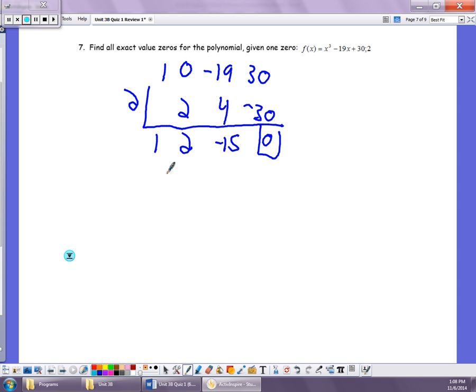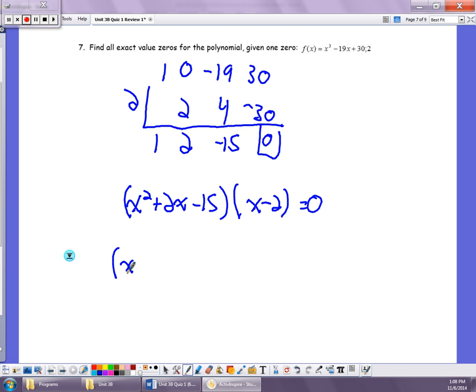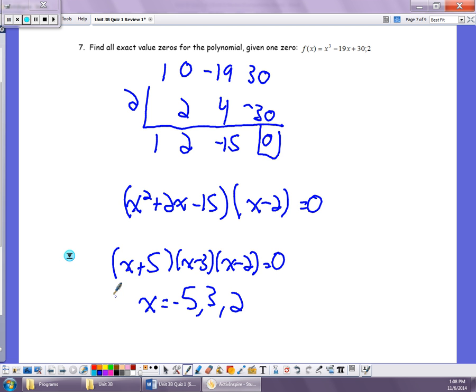So you see I got a remainder of 0. That should happen every time. I go down 1 degree, get x squared minus 2x plus 2x minus 15 times my original factor, which was x minus 2. This here is a quadratic that factors nicely to x plus 5, x minus 3, x minus 2. And then I'm just going to set each one of those separately equal to 0. So I'd get negative 5, 3, and as I already knew, 2 is a 0 as well.